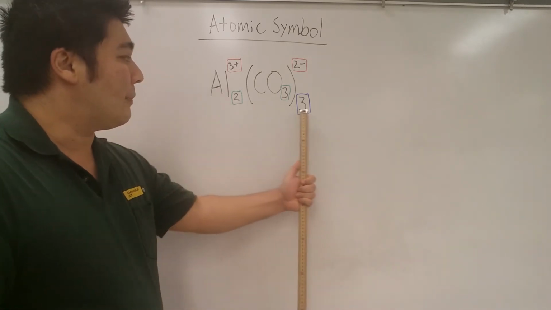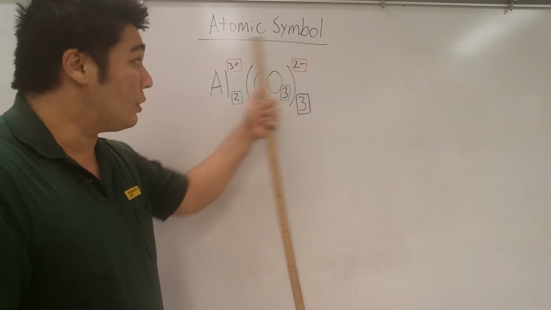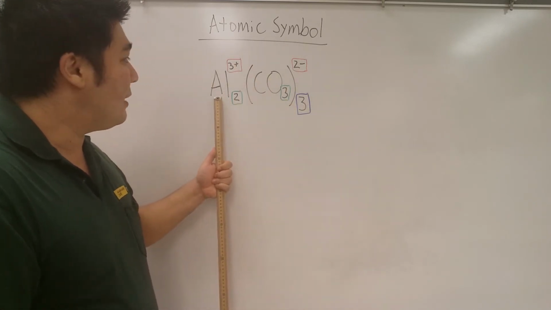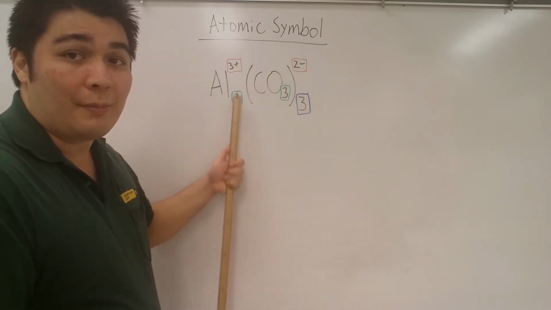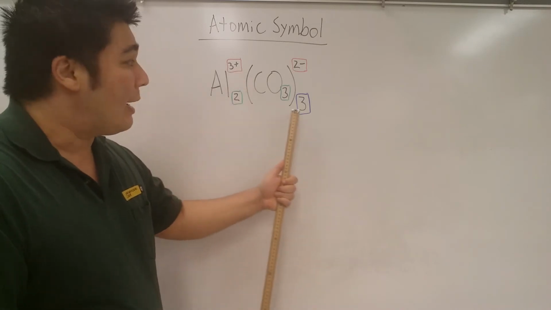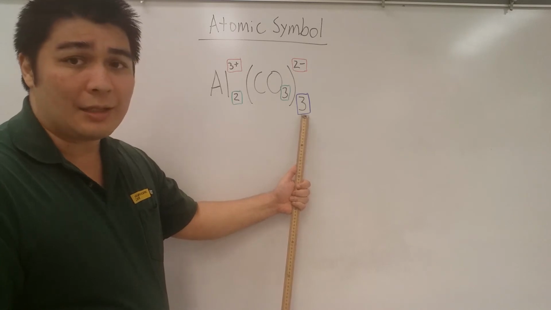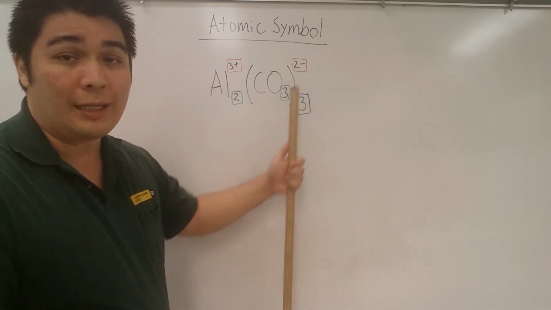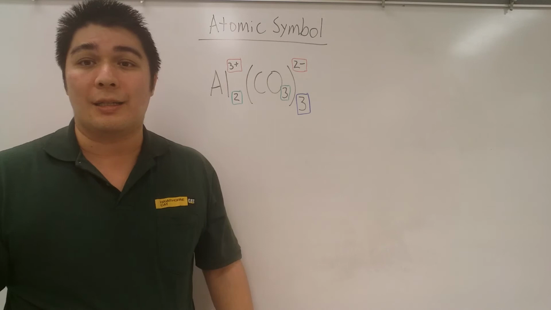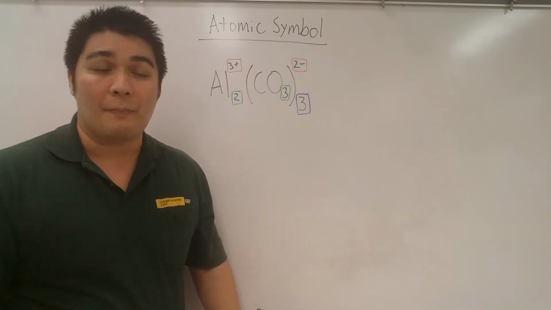So in this case, 2 times 3 is 6. So the total charge must be 6. That means this aluminum, because there's only 2 of them, must have a 3+ charge. And the carbonate, because there are 3 over here, must have a 2- charge, which checks out with the polyatomic ion chart that you've been given.